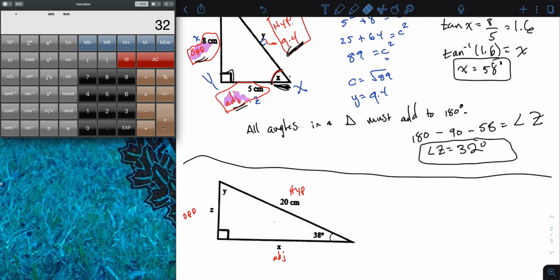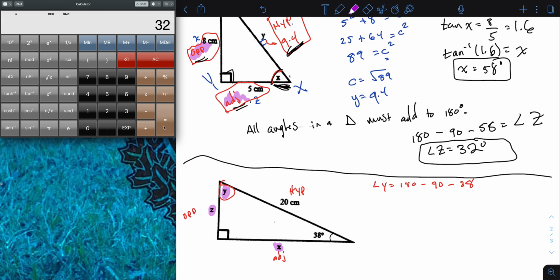So let's go ahead. Before we go any further, let's do something easy. We can figure out what angle Y is. Angle Y is 180 minus 90 minus 38. That knocks off one of the 3 things we have to solve for: X, Y, and Z. I'm going to knock off one of them right now.